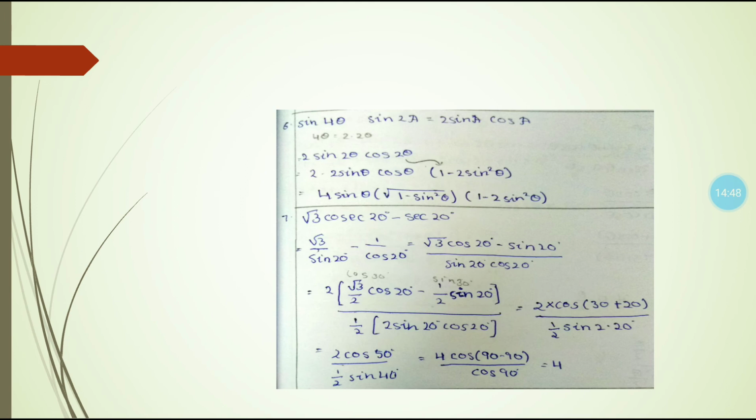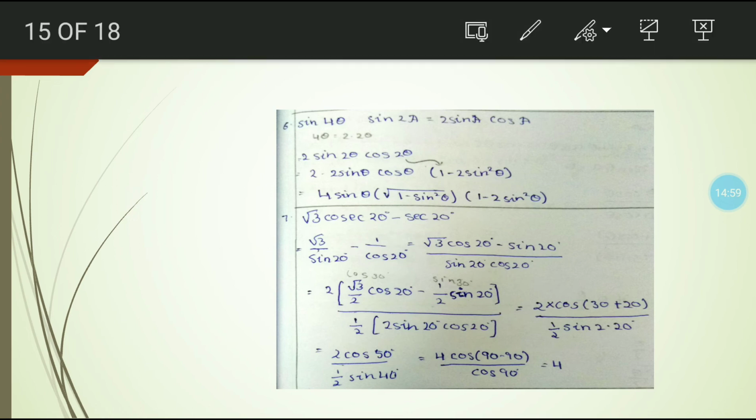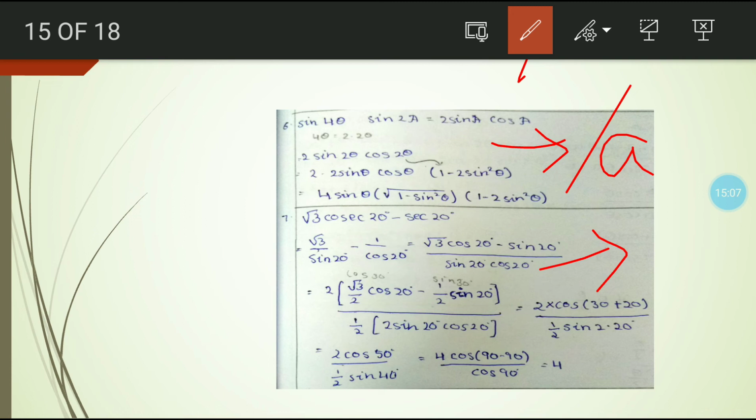Now sixth question is here. Sin 4 theta, sin 2A is equal to 2 sin A cos A. Then here also the same simplification. Then the option will be A, and here also, as we saw in a few questions like that only, so the option is D. Finally, 4 is the answer.